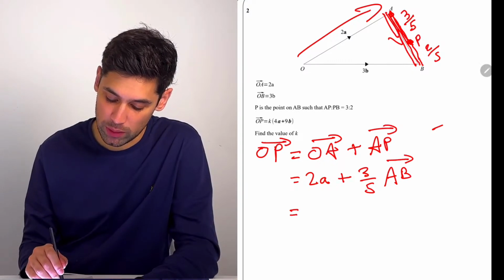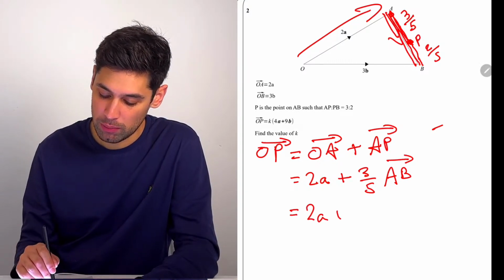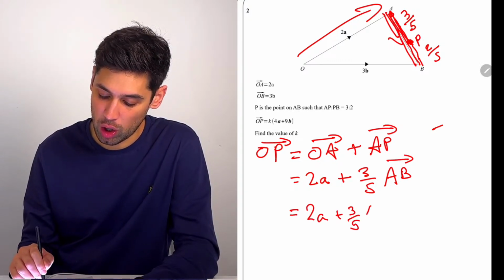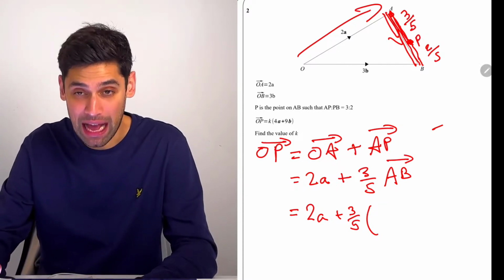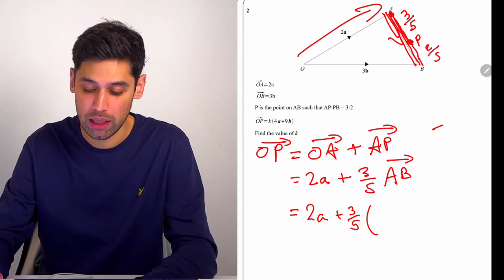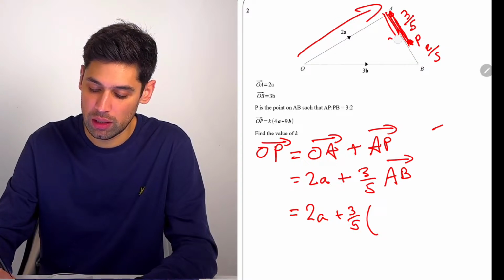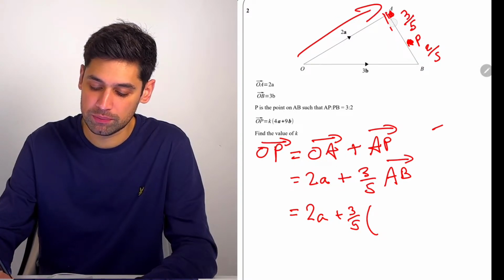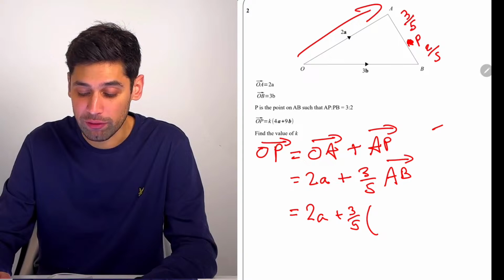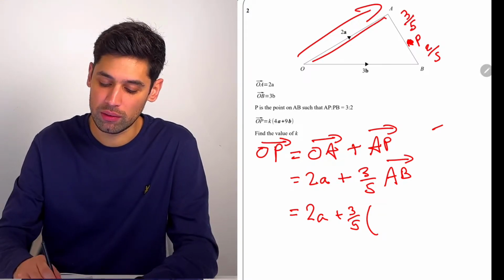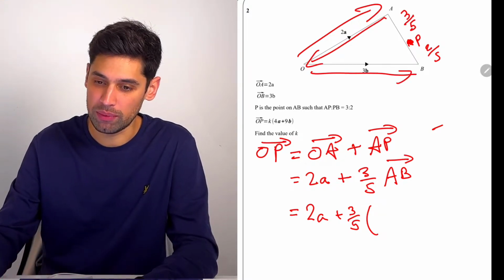So we're going to stick with 2A just from above plus 3/5 of, and remember AB is how do we get from point A to point B, and that means I'm just going to erase some of this stuff because it's getting a bit messy. And how we get from A to B, we would go back this way, then up that way.